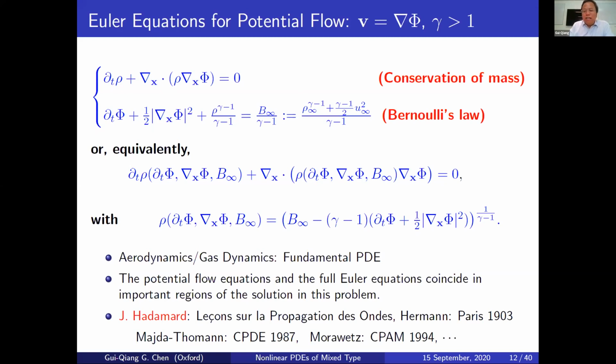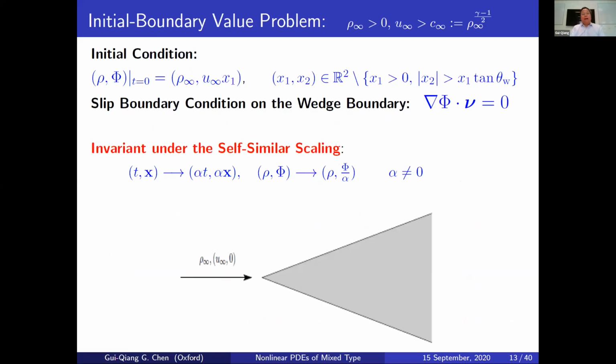Okay, so what is our problem? The problem is really an initial boundary value problem. Initially, we have an incoming flow, and the wedge is a solid wedge, so we have slip boundary conditions. So the whole problem is: we have the PDE, the initial condition, and the boundary conditions. Those configurations are supposed to be a solution of this initial boundary value problem.